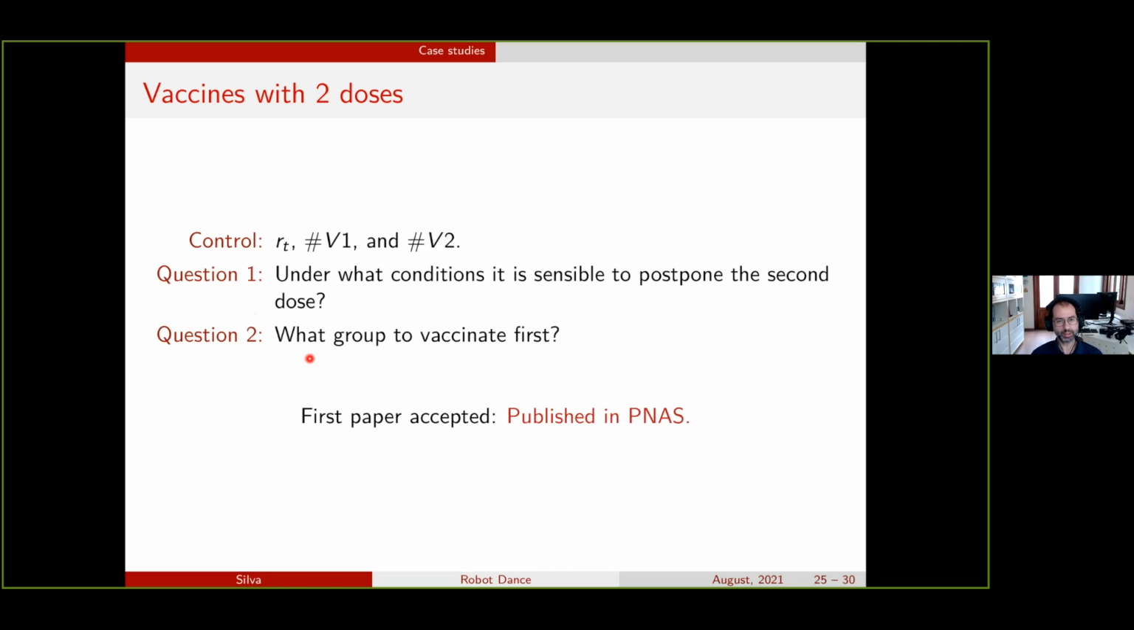And the second question is, what group should we vaccinate first? Because we decided here, which is quite reasonable actually, to vaccinate the elder people first. But once you start to move from the elder people to younger people, it's not that easy to be sure that you should do that, because usually the younger the person, the more they move, they have more contacts because they go out to parties and things like that, so they get sick and they help to spread the disease.